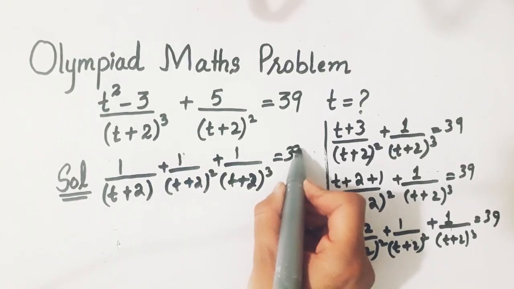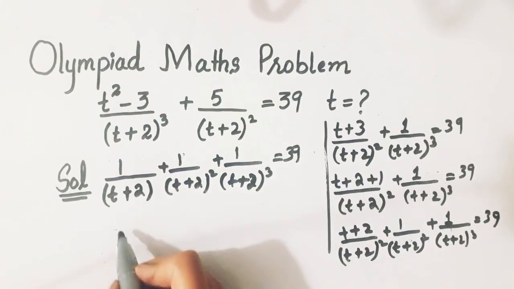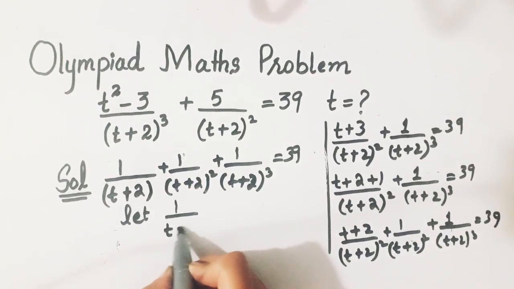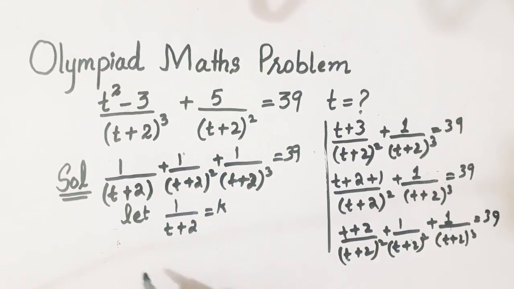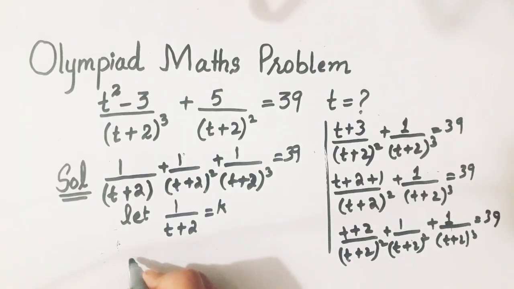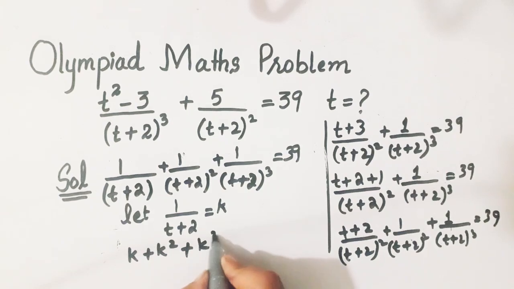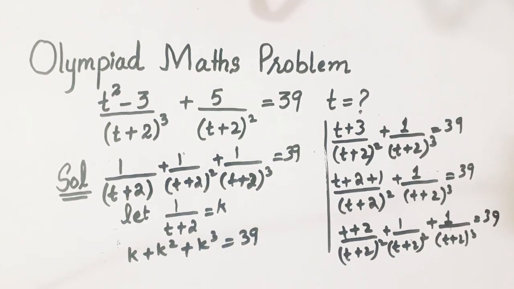That equals 39. So it will become very interesting now. We will make this supposition: let us consider 1 by t plus 2 equals k. Its square will be k squared and its cube will be k cubed. So we get k plus k squared plus k cubed equals 39.